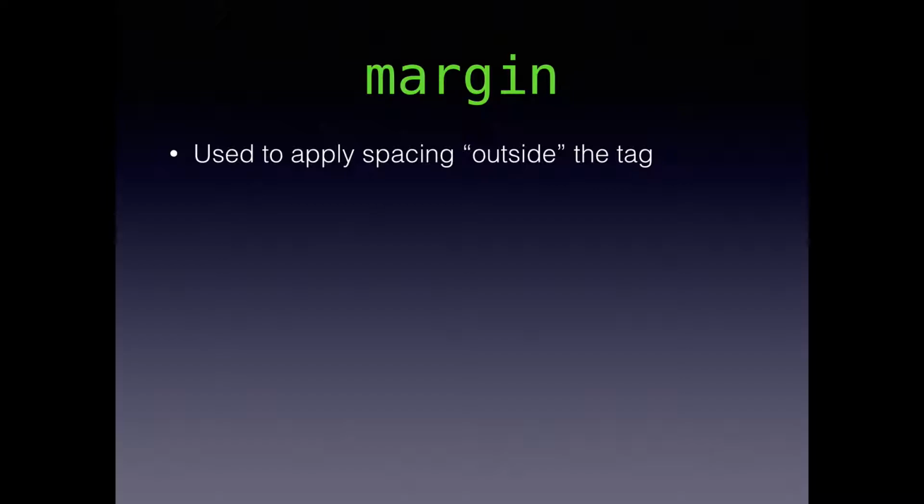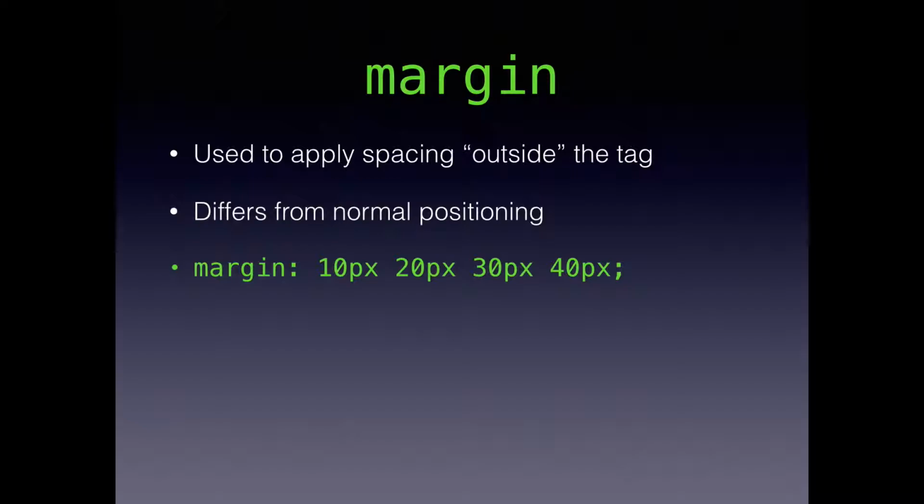Start with margin. Now margin is used to apply spacing outside the tag to which the margin is being applied. Now this differs from the normal positioning which we have looked at in the previous video, which is done using the position property and the left, right, top and bottom properties. Now here's an example of how you would use a margin property. You have margin and then you have the top, right, bottom and left values. So from left to right they go top, right, bottom and left.